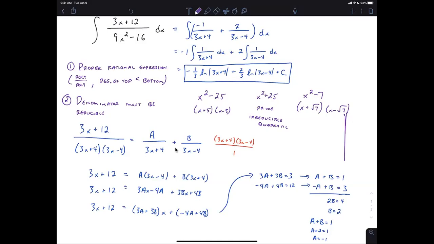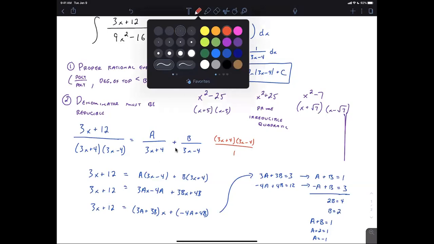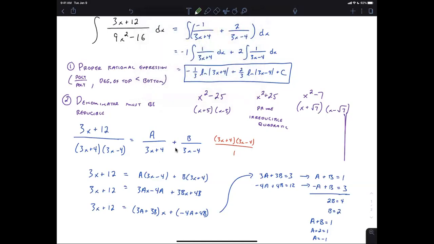Now, there are two parts of partial fractions that we need to be concerned with. One is, the new part is, okay, how do we do this? So what does the breakdown look like? What does the decomposition format look like?